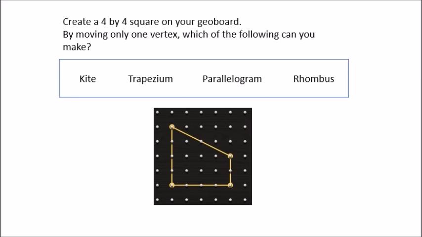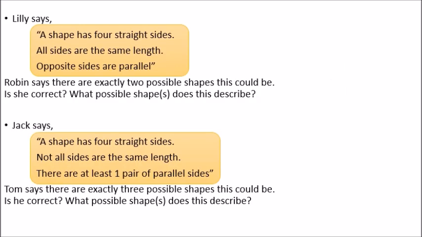Now, it's worth noting that you can't actually make a parallelogram or a rhombus by moving one vertex. You'd actually have to move 2 vertices to be able to do that. So there's no answer to that one. So to finish off, I want to leave you with these questions to have a think about.